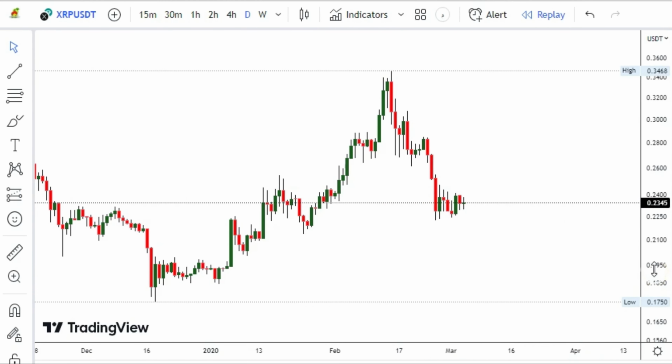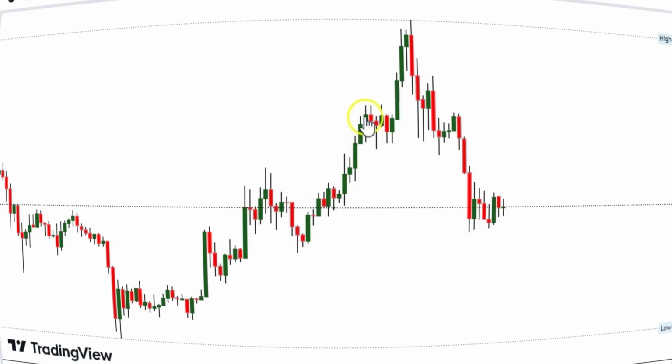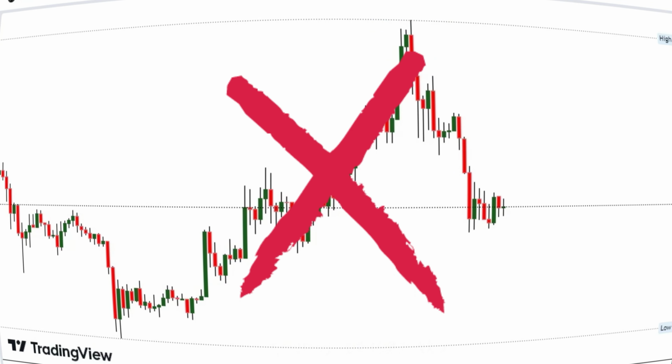But the key point is here. A Hanging Man formed during this process, but the confirmation candle didn't appear here. A negative candle should have formed, but it didn't. So this pattern was not confirmed and failed.